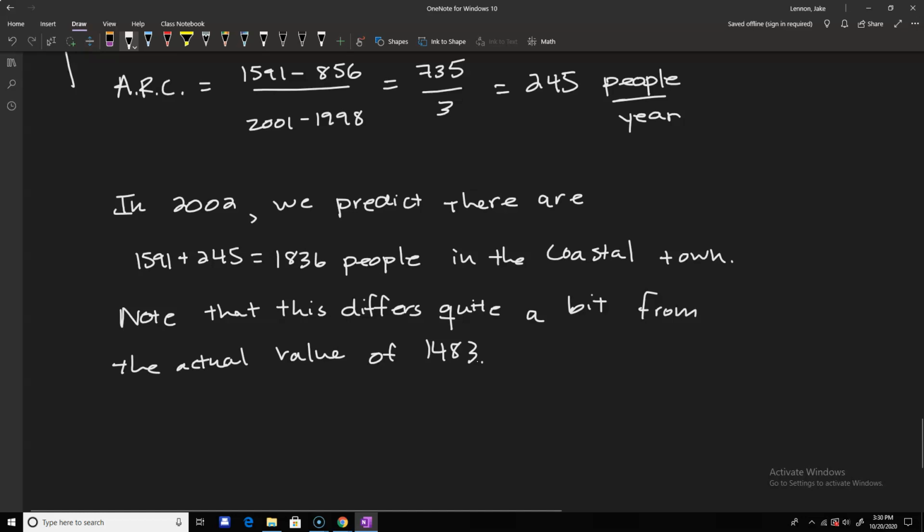But anyway, that's it for average rate of change. And we'll move ahead next time and look at some other concepts with functions.